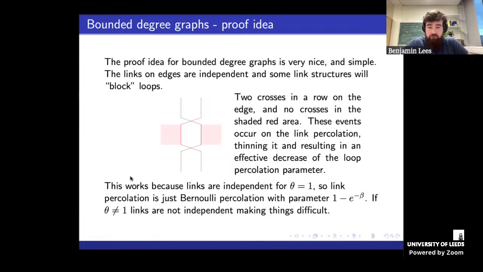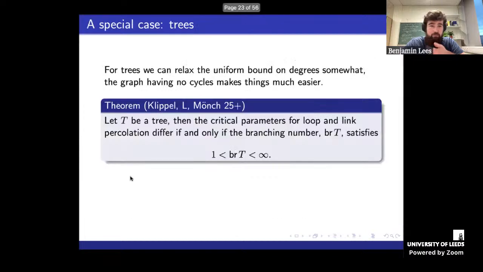So this works nicely because, as I said, if theta's 1, then an edge carries at least one link with probability 1 minus e to the minus beta. So link percolation is just a Bernoulli percolation. But if theta's not 1, then these things become very dependent, and it makes this very difficult. But there are some special cases where we can say a bit more.